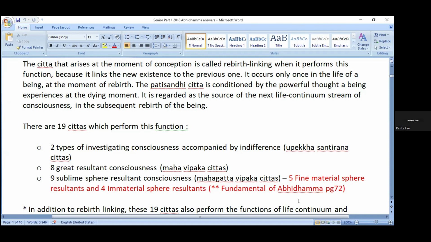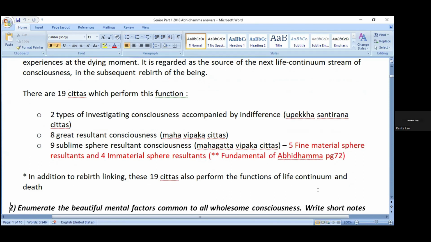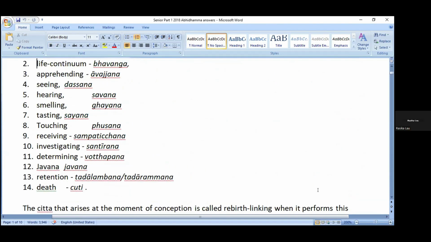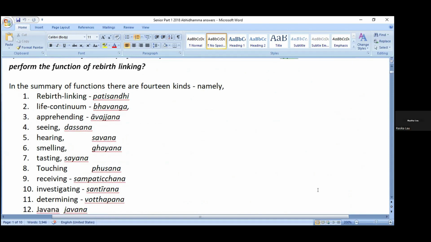Thank you. So in addition to rebirth linking, 9 Chitta also perform the function of life continuum and death. These are all found in that small booklet. Senior Part 1 is not easy. Please really do revision. You want to pass, you have to remember all these 14 of them. This is a repeating question. If you view the past year papers, this question repeats quite regularly.